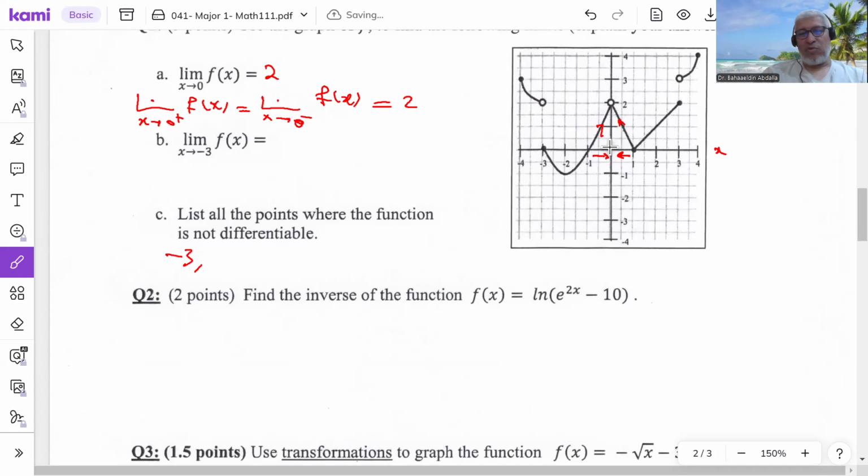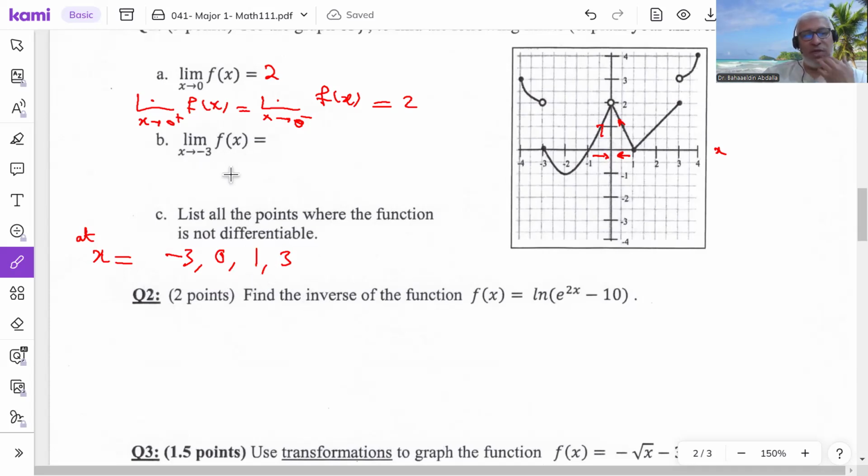At 0, it is not continuous. There is a hole. At 1, there is a corner. At 3, it is not continuous, so it's not differentiable at these points, at x equals these values of x.